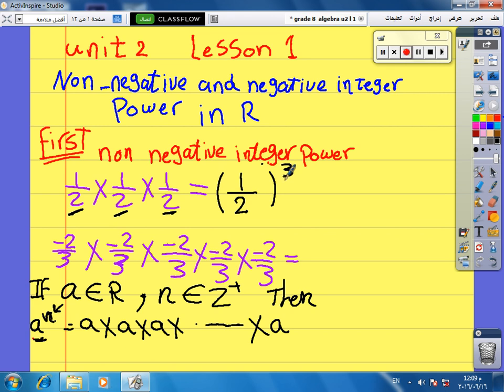Another one. When we have negative 2 over 3 times negative 2 over 3 times negative 2 over 3 times negative 2 over 3 times negative 2 over 3, what is repeated here is negative 2 over 3, so I will write it here. How many times are repeated? 1, 2, 3, 4, 5. So I will write the power here is 5.